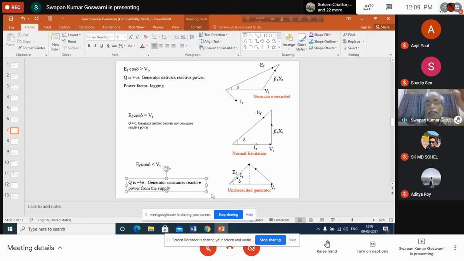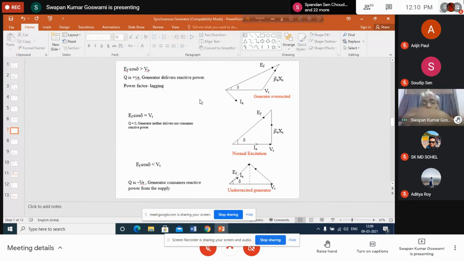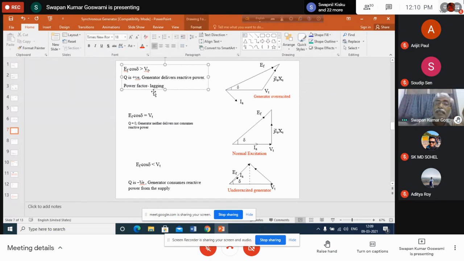So now you see that here the generator was delivering reactive power to the load. Who was consuming this? The power system was consuming this. So the power system was behaving as an inductive load. That's why the generator power factor was lagging. That means the generator power factor is decided by the nature of the load. The nature of the load is inductive when the generator is delivering reactive power. But when the generator is consuming reactive power, what is the nature of the load? It is capacitive, as if the power system is behaving as a capacitive load.